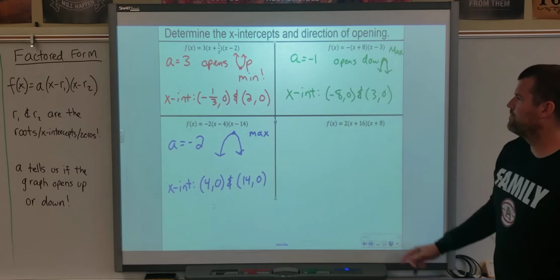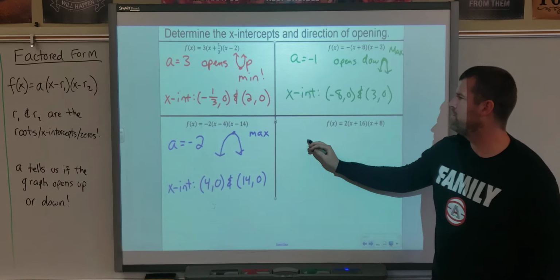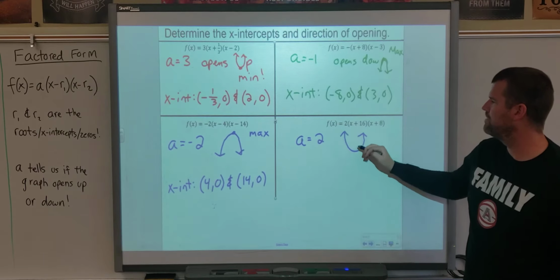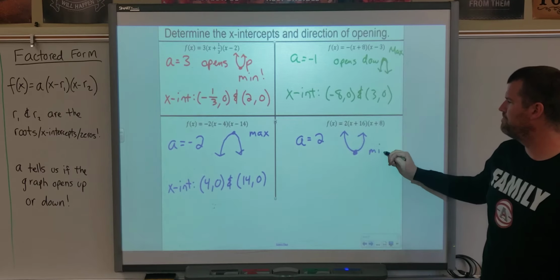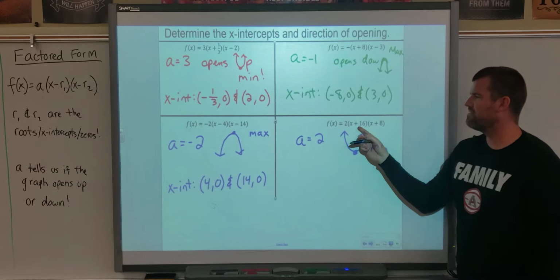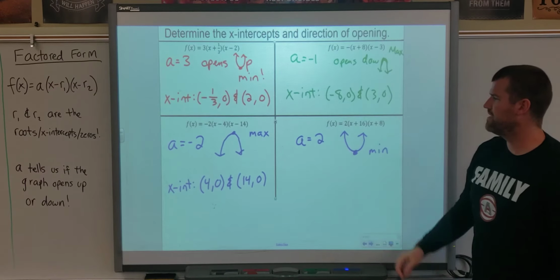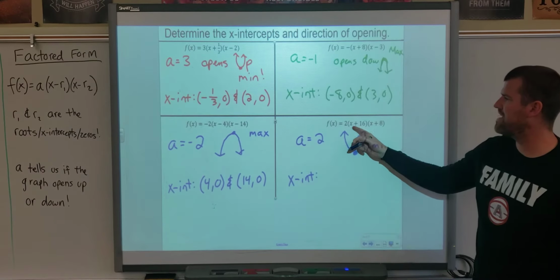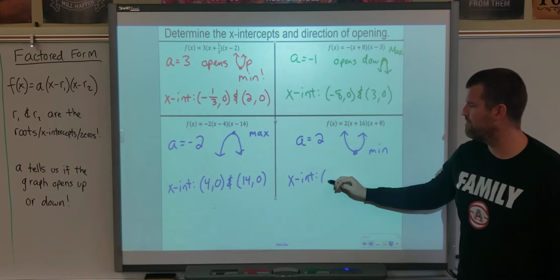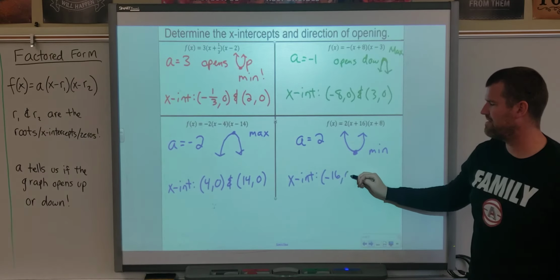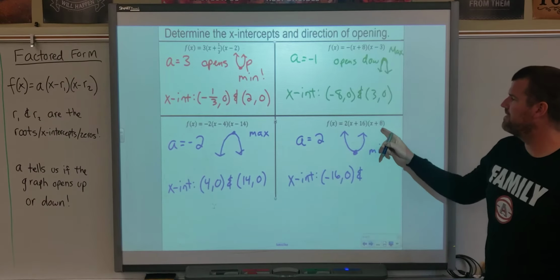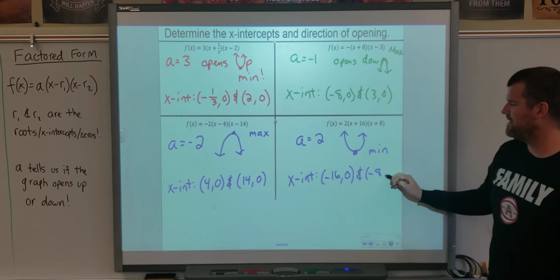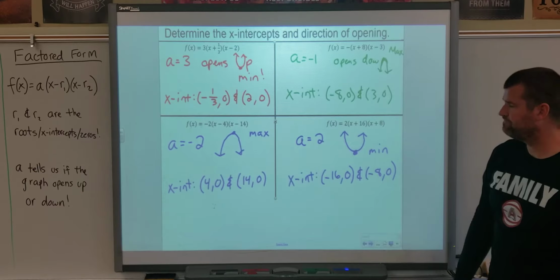All right, the next one, we have positive 2. So if our a is positive 2, we know the graph will open up, which means we have a minimum. And then we know our x-intercepts will be the opposite of what's in the parentheses. So since this says x plus 16, my first intercept will be negative 16, 0. And then this one says x plus 8, which means our intercept will be negative 8, 0.